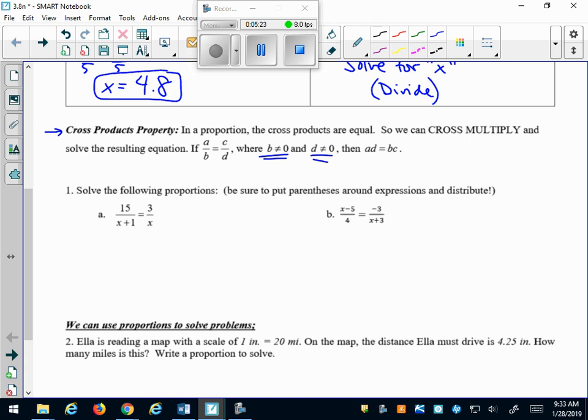All right, so when we get to a little bit more complex proportions here, we have to remember to distribute and put anything that's not one term in parentheses. So this first equation here, 15 over x plus 1, I'm going to put this x plus 1 in parentheses. So we're going to do 3 times parentheses x plus 1 equals 15 times x. The important part of the parentheses is that it helps us to remember that we have to distribute now.